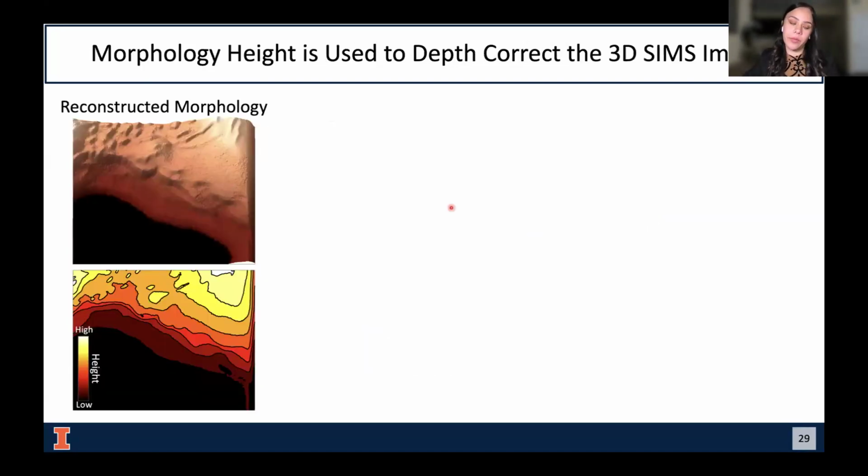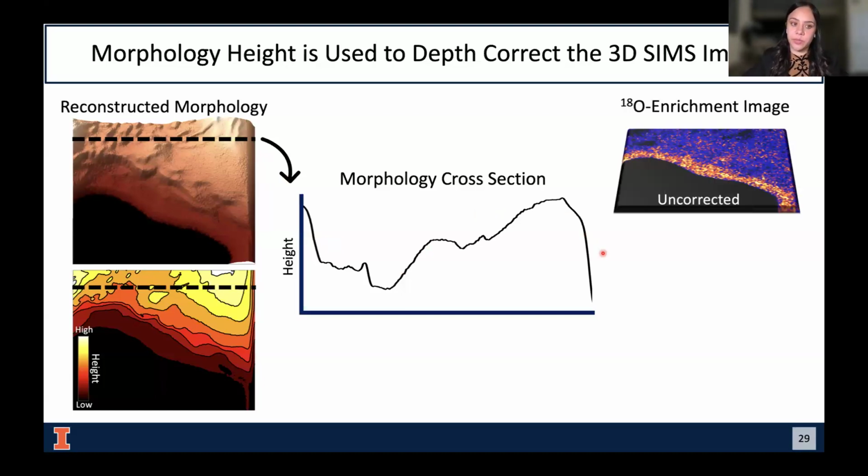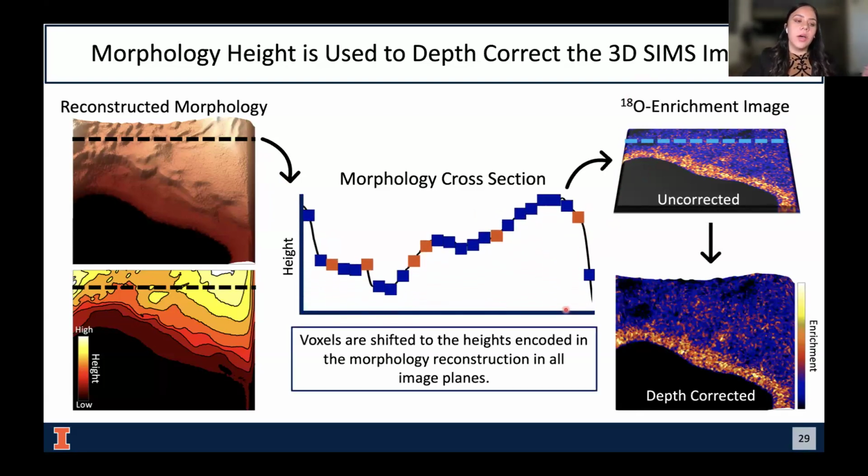Well, depth correction works the following way. I will simplify my explanation. I'll just take a cross-section here in the morphology, using one image plane. The cross-section, you can see it here. And I'll do the same thing for the uncorrected enrichment image. So here we have only one image plane of cholesterol. And if I take a cross-section in the same region, we see that the voxels are completely horizontal because this image is completely flat. So when we depth correct, this tool shifts the voxels according to the height that's encoded in the morphology reconstruction. And it results in a depth corrected image like this one.